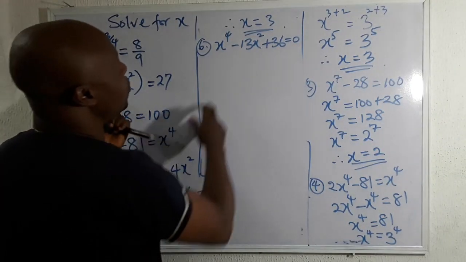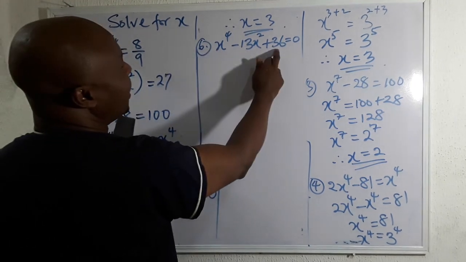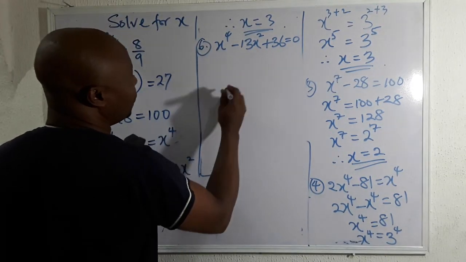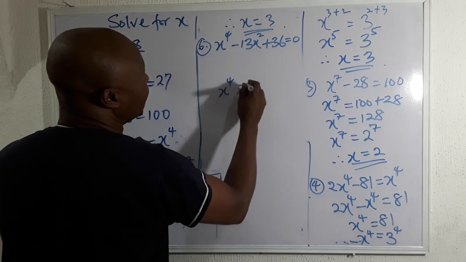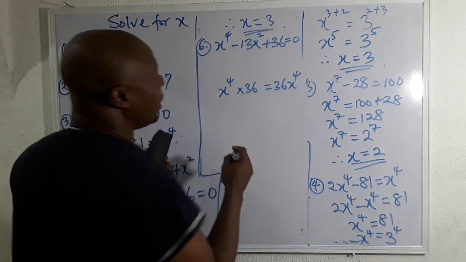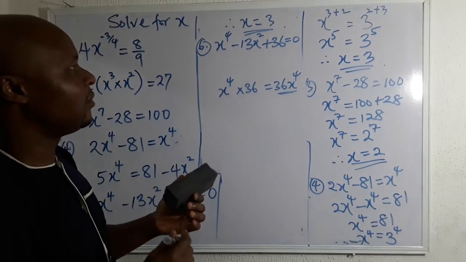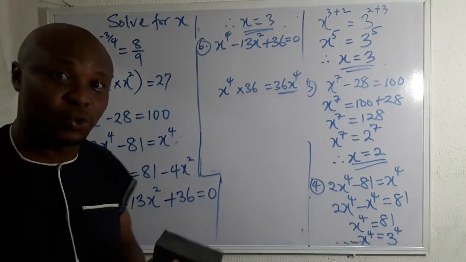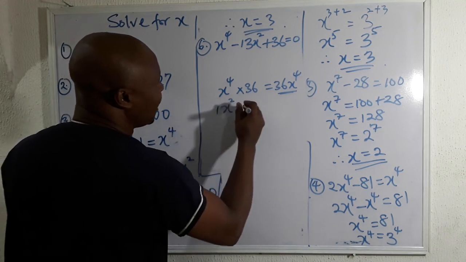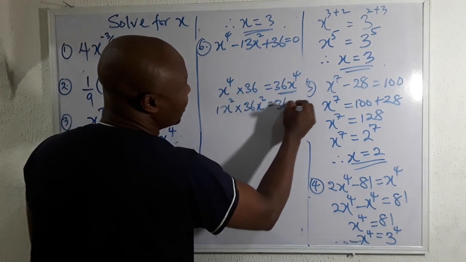So what we do is that we use the first term to multiply the last term. For instance, look at it here: this is x raised to power 4 times 36. This will give us 36x raised to power 4. Now we're going to look for 2 terms in x raised to power 2. For instance, 1x raised to power 2 times 36x raised to power 2 will also give us 36x raised to power 4.